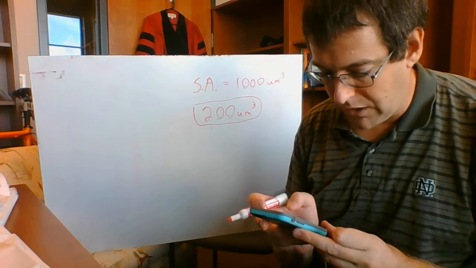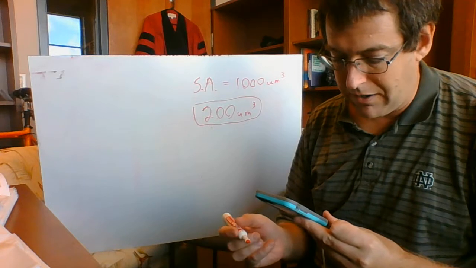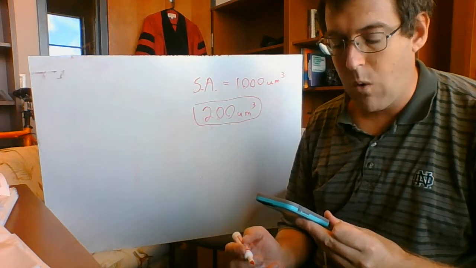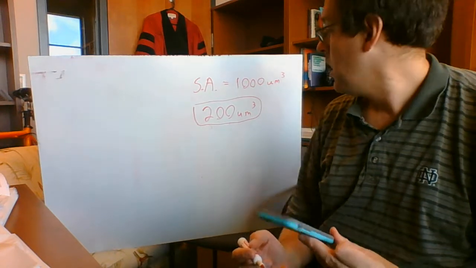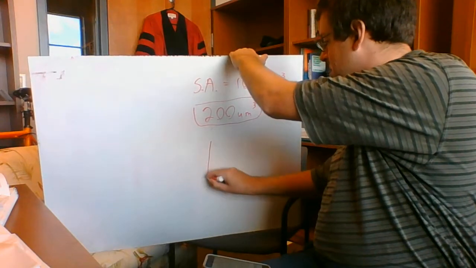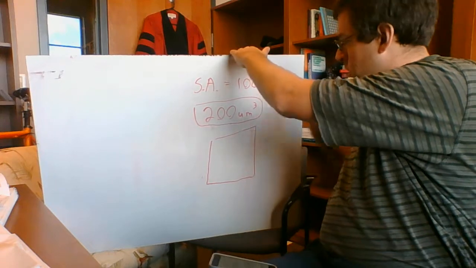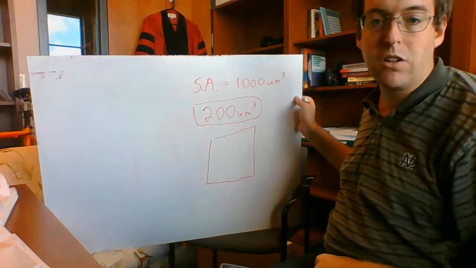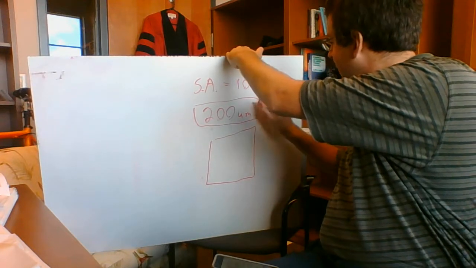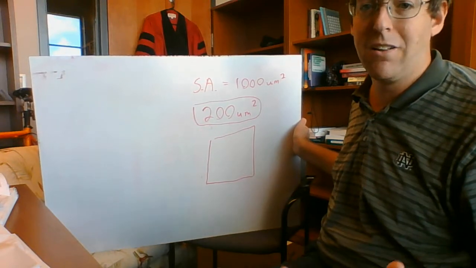Let's read a little bit more carefully. It says it's covered in these cylindrical microvilli. We'll come back to that. And that they occur on a square grid. So we basically now have a square grid that has a total area of 200 micrometers. Oh, sorry, my bad. Area has units of length squared, not length cubed.